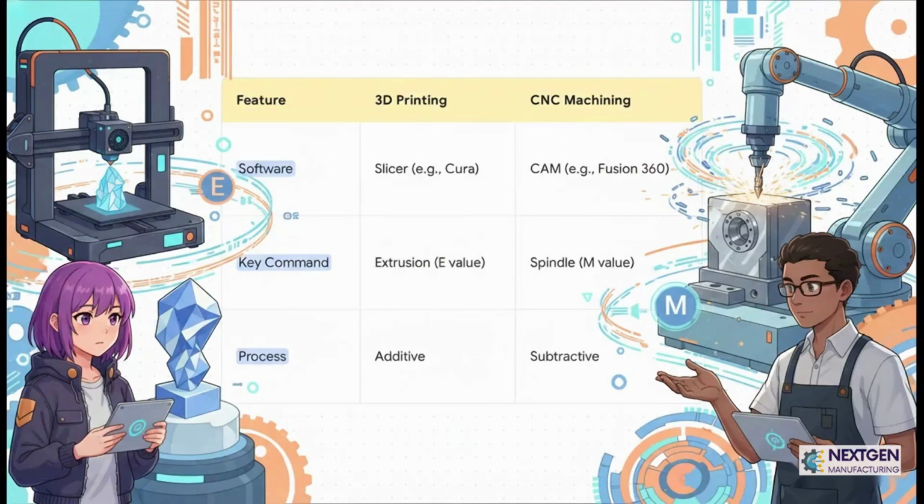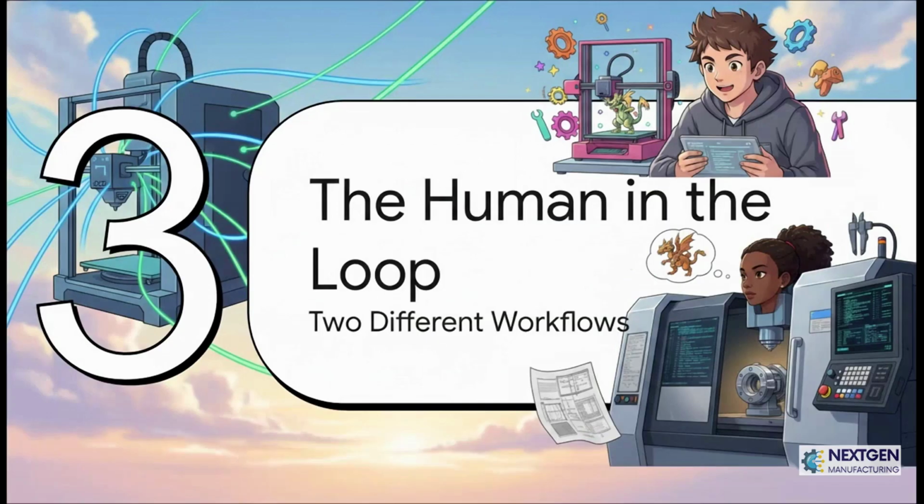For CNC, you use what's called CAM software, and a critical command is the M value, which does things like turn on the high-speed cutting spool. Now, these different goals and tools also lead to a completely different day-to-day experience for the actual user, the human in the loop. The way a hobbyist with a 3D printer thinks about G-code is a world away from how a professional CNC machinist does.